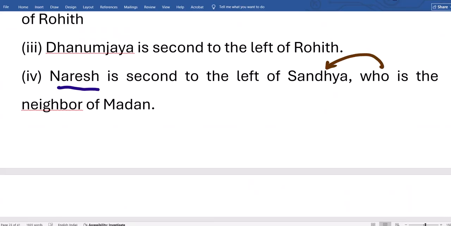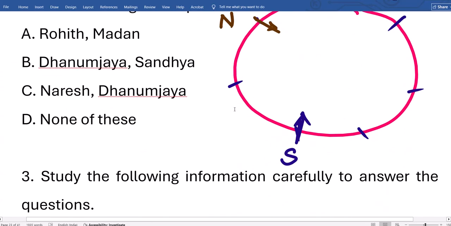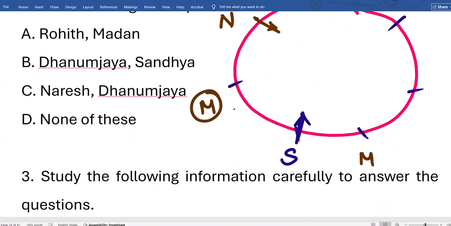Sandhya. Sandhya is neighbor of Madan. Naresh is second to the left of Sandhya. Sandhya neighbor Madan, it can be Madan here. I'm writing round because I am not fixing. I'm doing trial and error. Madan can be left side or right side. Both possibilities are there, not yet fixed.